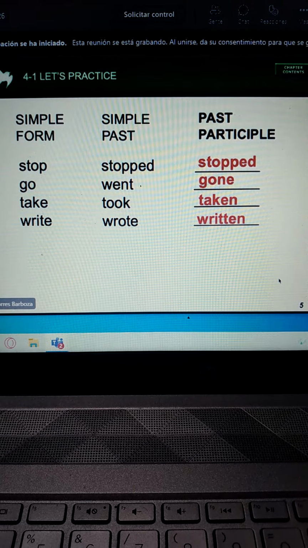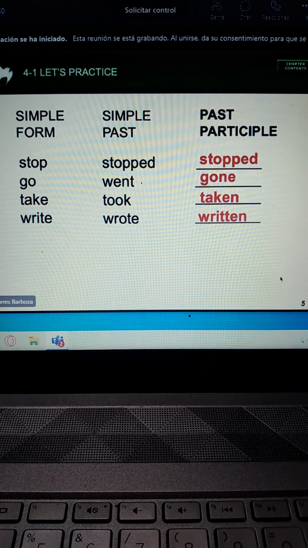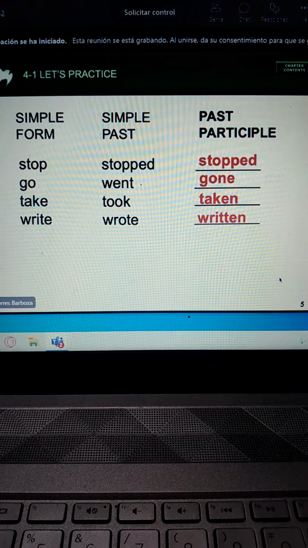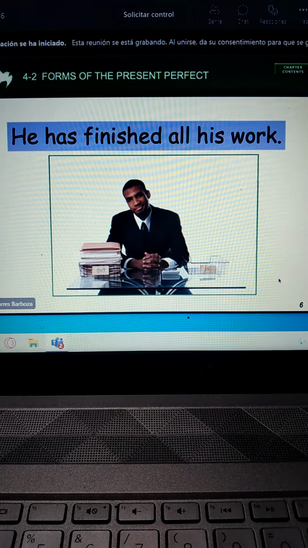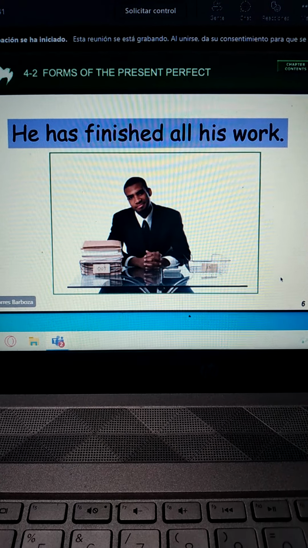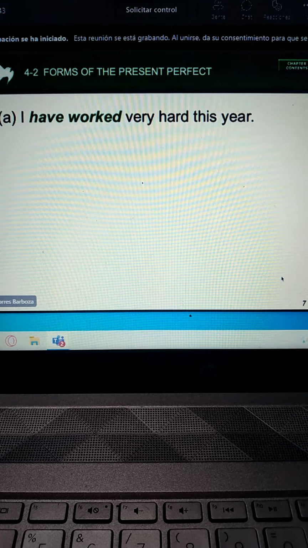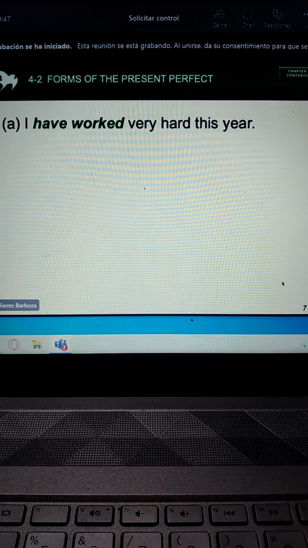Ready, teacher. Thank you. Okay, it's important to have your irregular verb list handy. All right? It's important to have it again. He has finished all his work. Okay, how do we form the present perfect tense? It's pretty simple. Trust me, it's really easy.